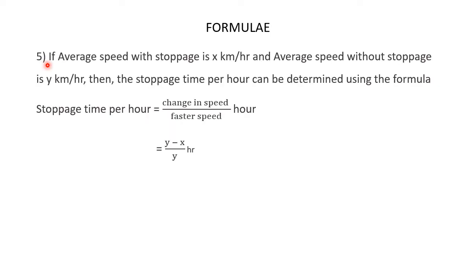Fifth formula. If average speed with stoppage is x kilometers per hour and average speed without stoppage is y kilometers per hour, then the stoppage time per hour can be determined using the formula stoppage time per hour is equal to change in speed divided by faster speed, which is nothing but y minus x divided by y.